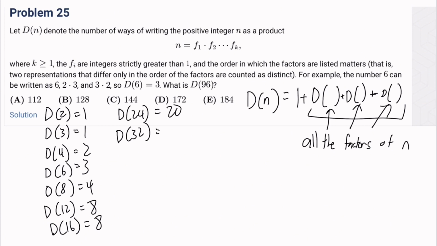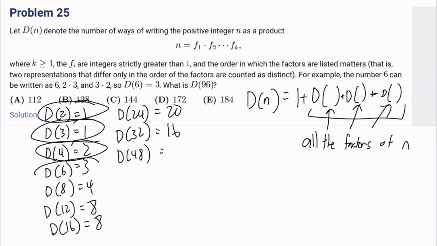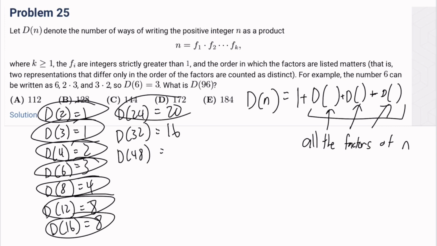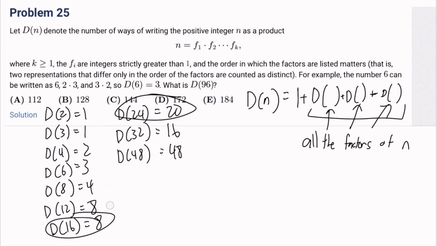And then next we want d32. 32 is 2 to the 5th power, so that's just 1 plus 1 plus 2 plus 4 plus 8. So that gives us 16. So d32 is 16. And d48 is 1 plus 1 plus 1 plus 2 plus 3 plus 4 plus 8 plus 8 also, and then we have to add d24. So all of those combined, we get 48.